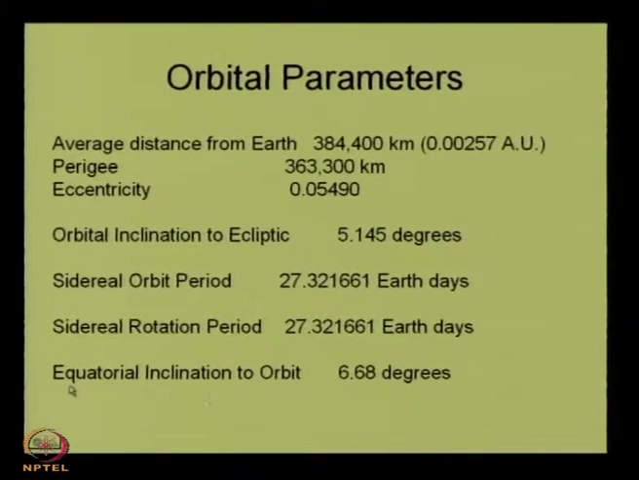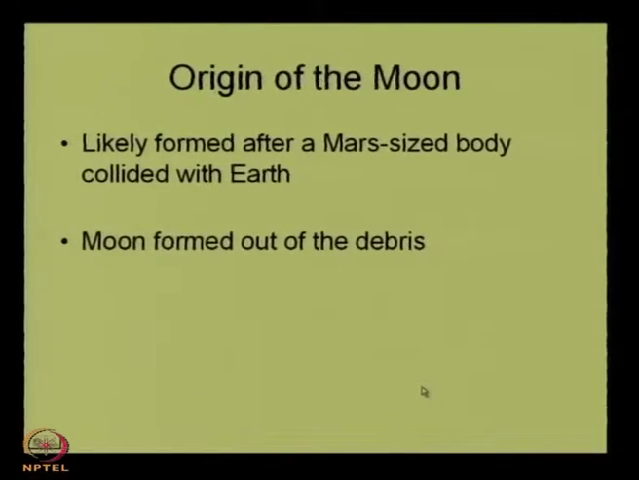And the equatorial inclination angle: the equator of the moon is inclined to the orbital plane by a small angle again, of 6.68 degrees. So these are a few of the parameters of the moon's orbit around the earth.